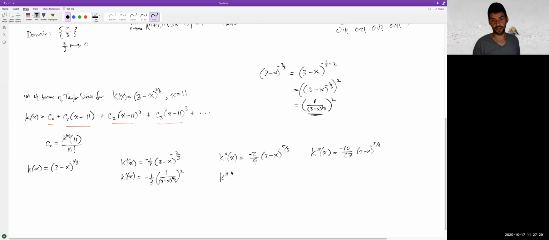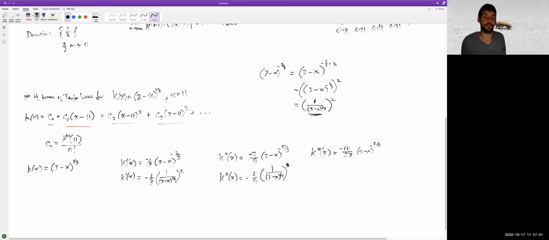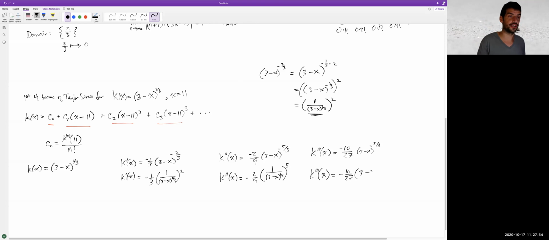This one will become k double prime of x, negative 2/9 times 1 over 3 minus x to the 1/3, to the 5th. Again, you don't have to do this step. All we're doing is computing numbers in a second. So however you want to compute these is fine. To my mind, this is a slightly easier way to compute it. I mean, you can also plug it into a calculator. You're probably going to get ugly decimals, which I don't really feel like writing down. I'm just going to use the fractions. Let's see, to the 1/3 to the 8th.